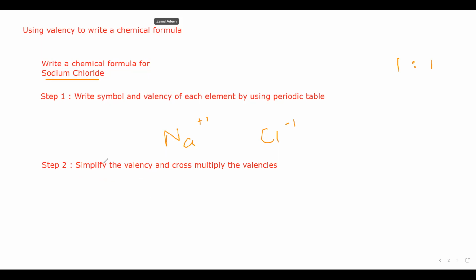Then what is our second step? Simplify them. It is already simplified, and then cross multiply. What is the meaning of cross multiply? Like here, we just take the number, not the sign. So 1 is written above chlorine, so we write it with sodium, and 1 is written with sodium, so we write it with chlorine. So we cross multiply. When we cross multiply them, it will come out as Na1 and Cl1. But in a chemical formula, we normally do not write 1. It is obvious. So we write NaCl.